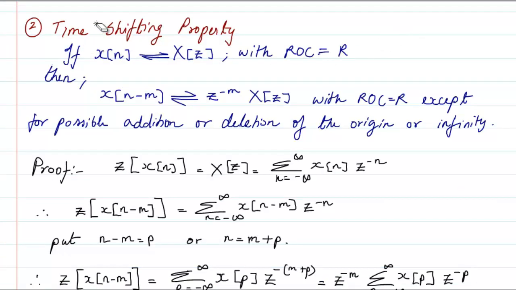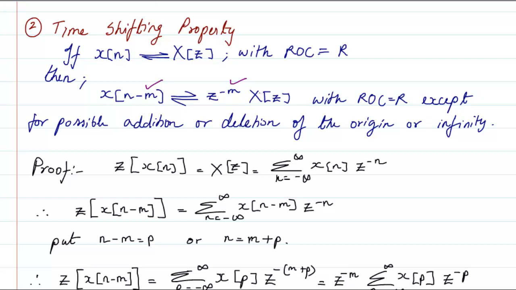Next is the time shifting property. In the time shifting property, it says that if you know a function whose z transform you already know, with its region of convergence being R, then if you are time shifting that function x of n to x of n minus m, it is as good as multiplying X of z with z raised to power minus m, where the value of minus m here has come from this minus m.